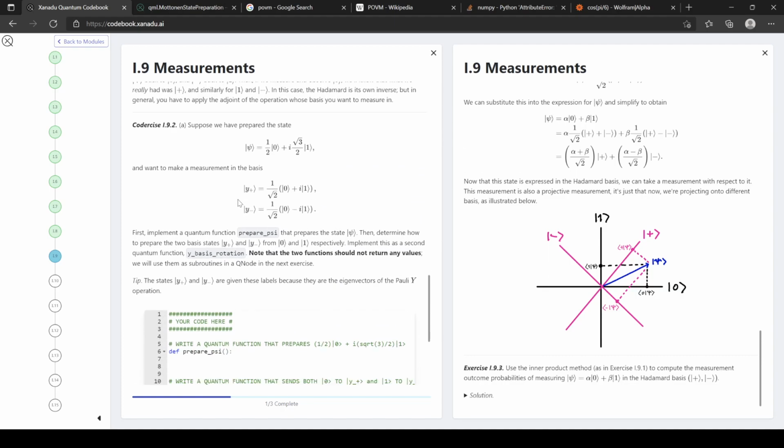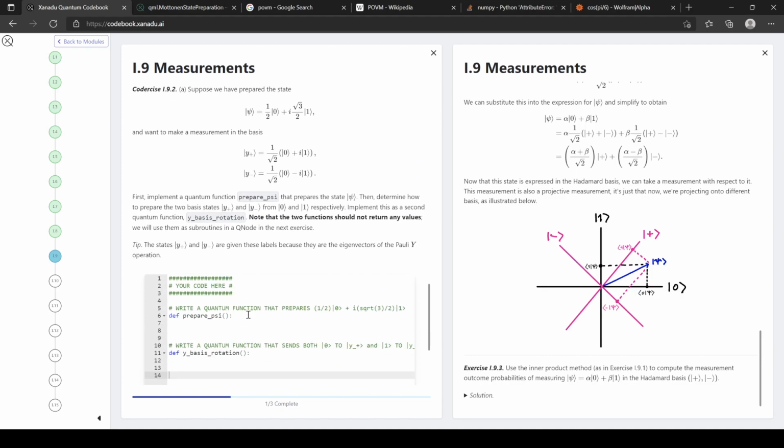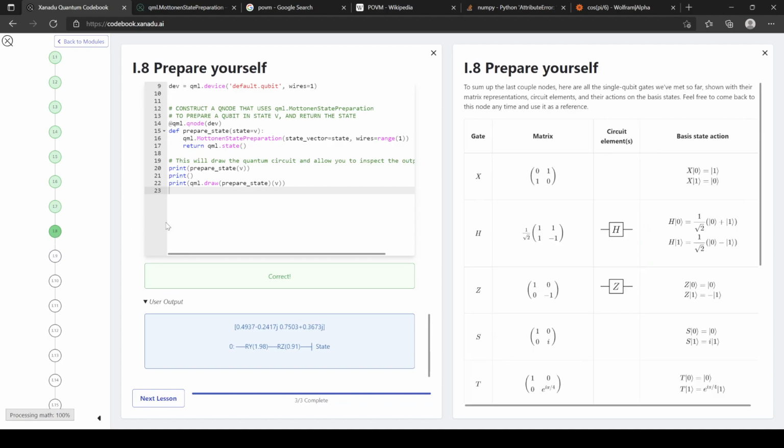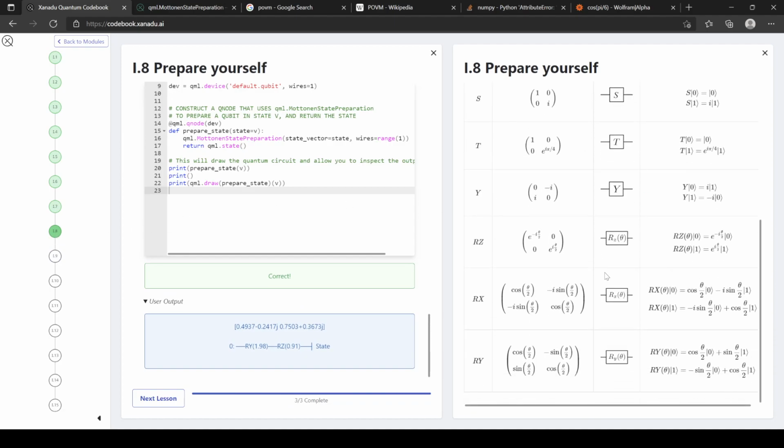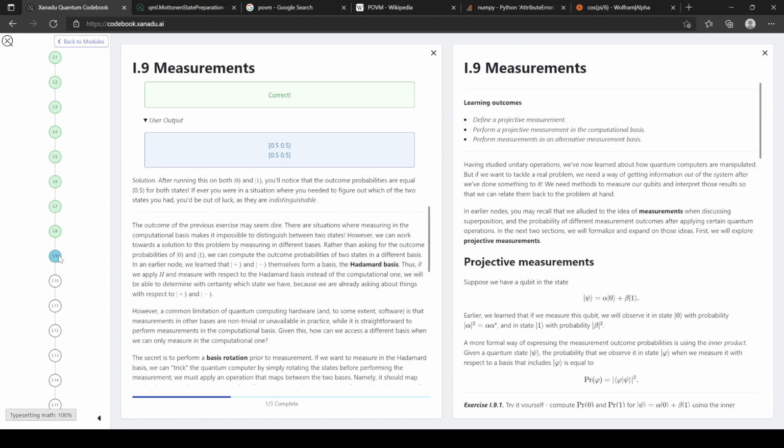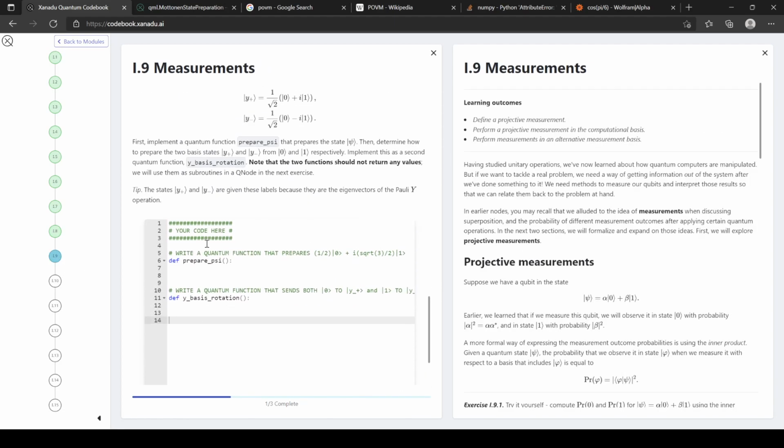First, implement a quantum function that prepares the state, then determine how to prepare the basis states. So first we want to do this example here, 1/2, and that one. So if we go back, you can see that this is very similar to this approach, where we have this.